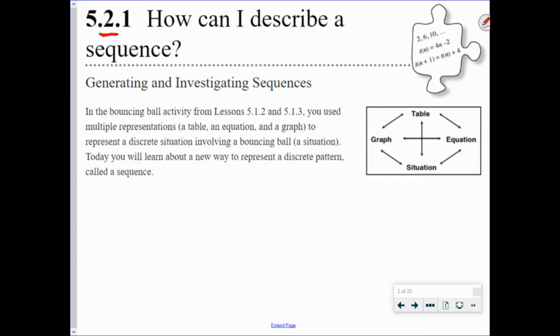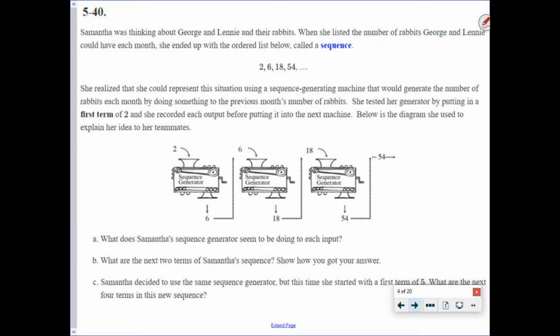Generating and investigating sequences. In the bouncing ball activity from lessons 5.1.2 and 5.1.3, you used multiple representations like a table, an equation, and a graph to represent a discrete situation involving a bouncing ball. Today we'll learn about a new way to represent a discrete pattern called a sequence. Okay, cool. A discrete pattern, by the way. Did you hear that?